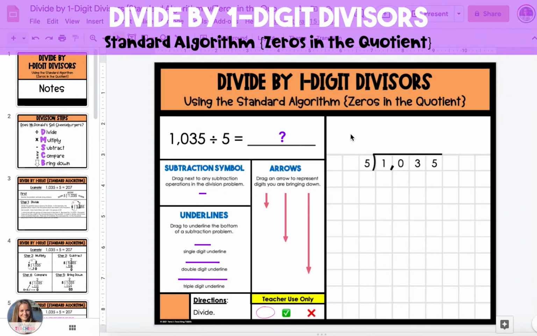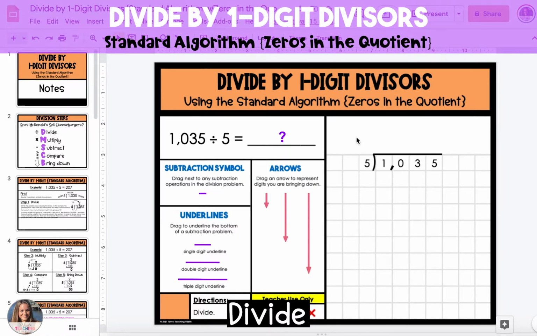In this video, I'm going to show you how to divide by a one-digit divisor when there are zeros in the quotient. Remember to use the long division steps to help you out. You're going to divide, multiply, subtract, compare, bring down. Start by dividing the greatest place value in the dividend.